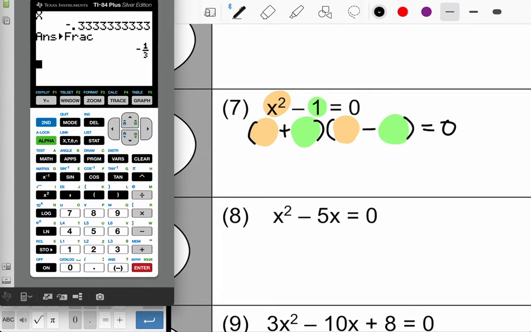All right, so the square root of x squared, when you take the square root of a variable raised to a power, you just divide the power by 2. All right, so x to the first, x to the first. The square root of 1 is 1. And so these would be our factors. All right, so take each of your factors, set them equal to 0.